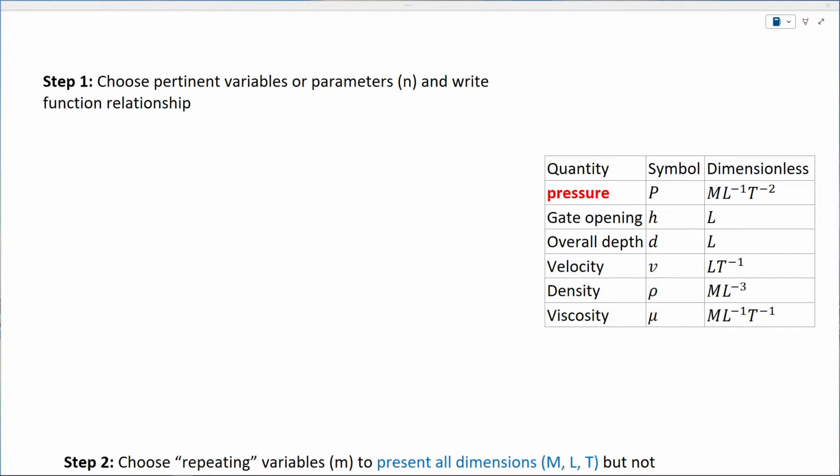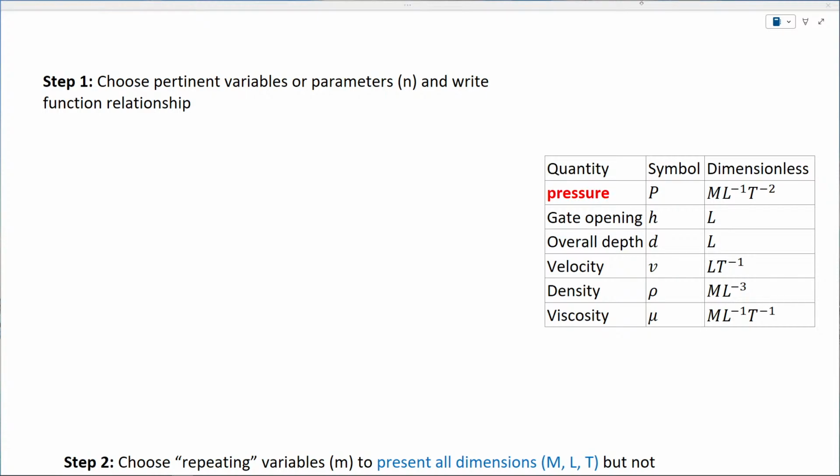dimensionless parameters, and given these dimensionless parameters, then we can design and represent the results of this experiment. So choose the pertinent variables or parameters and write the functional relationship. So here it is easy because they are already given to us.